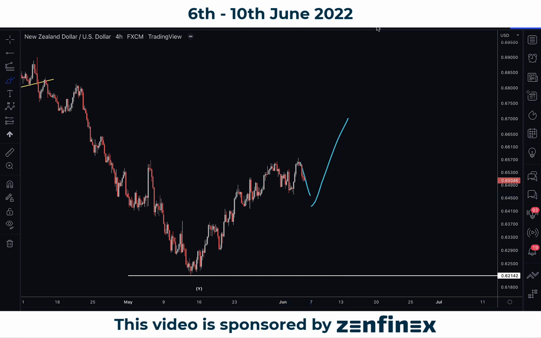Okay, so my view on Kiwi here is perhaps you just want to be patient. Maybe this week, just leave it aside. Focus a little bit more on Aussie dollar instead.